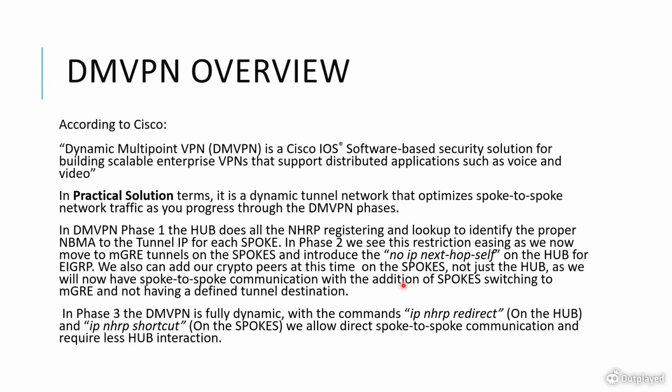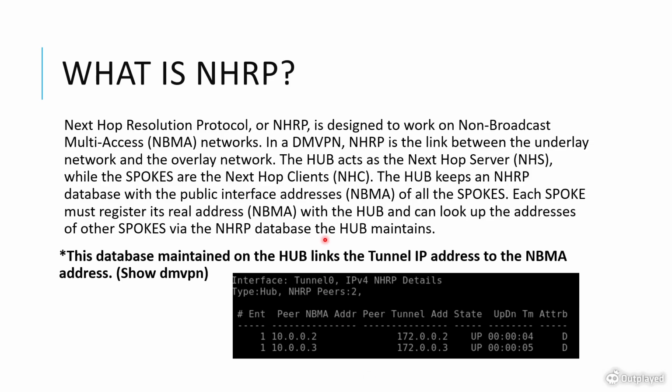In phase 3, the DMVPN is fully dynamic with the commands IP NHRP redirect on the hub and IP NHRP shortcut on the spokes. We're allowing that direct spoke-to-spoke communication and requiring even less hub interaction. The hub pretty much is passing us off once we get our non-broadcast multi-access IP address. It can go ahead and say, here you go, and you send yourself off. And the spokes can communicate one-on-one.